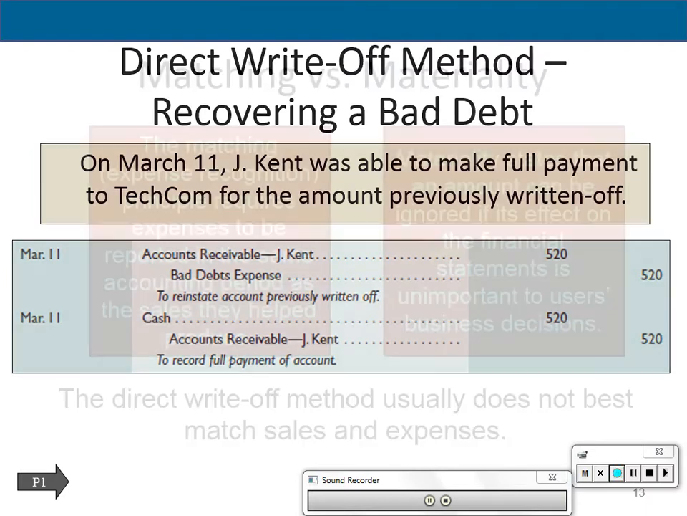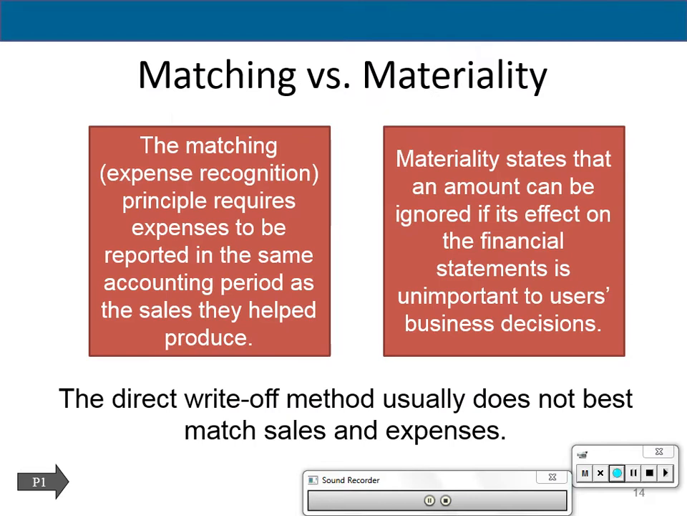How is that different from the allowance method? This right here is talking about matching versus materiality, and I'll explain both. We know the matching principle means you match expenses in the same period in which the revenues occurred for those, right? Materiality, that's something you're not really familiar with, but I'll tell you.